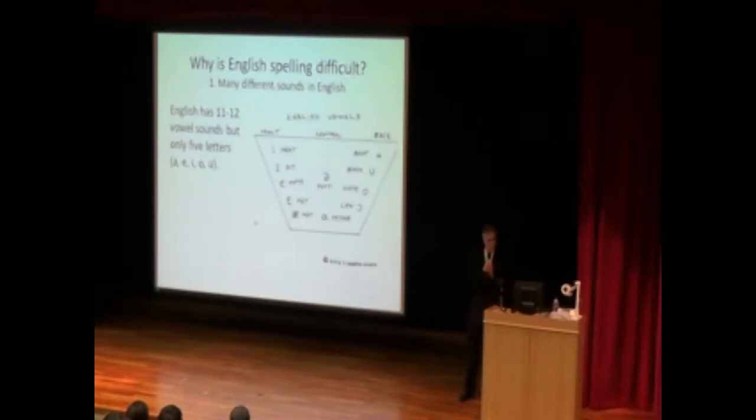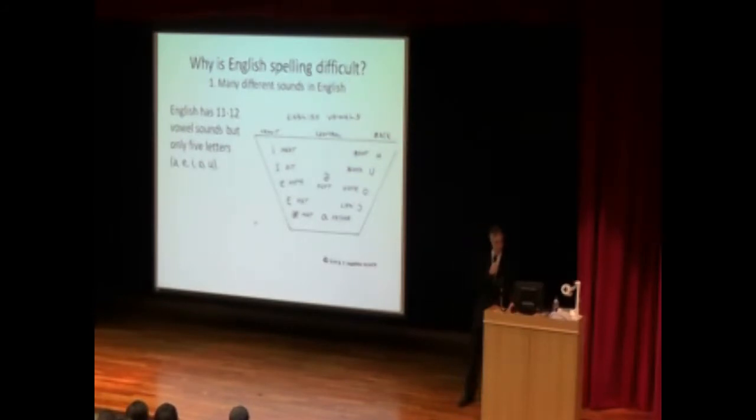So, why is English spelling difficult? Many different sounds in English. English has 11 or 12 vowel sounds. The reason I say 11 or 12 is because some dialects or versions of English have a different number of vowel sounds than others. But we've only got five letters. So how do we represent those 12 sounds with only five letters?